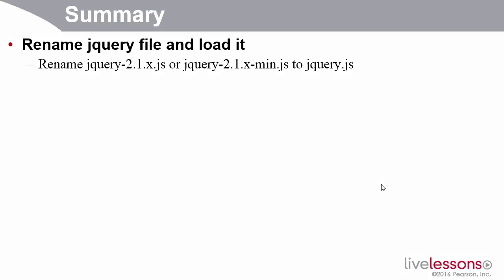Download jQuery from jQuery.com and rename the file to have a more generic name, like jQuery.js. That is so that you can switch from the uncompressed version to the compressed version when you deploy, and so you can upgrade to a later version without having to edit your HTML file. So you just replace the single file in your scripts folder.